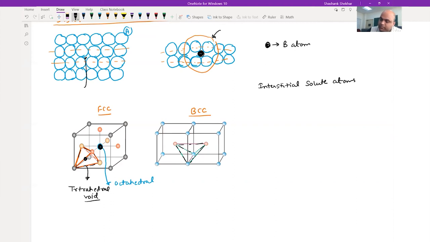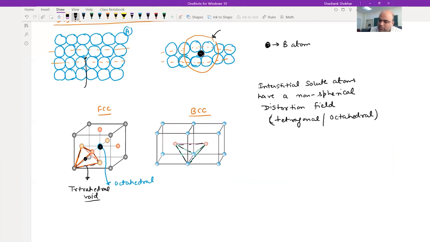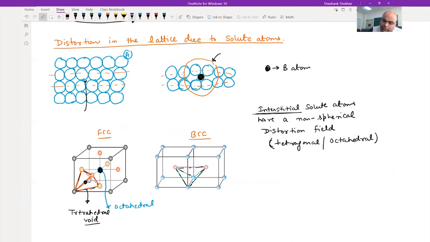solute atoms have a non-spherical distortion field. Okay, tetrahedral or octahedral. So the distortion you see is non-spherical type, because it is sitting in either a tetrahedral position or an octahedral position. So this is the case of interstitial solid solution. So we have interstitial solid atom. So let me write here. So this is the case of interstitial solid solution.